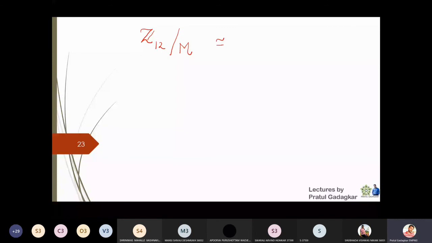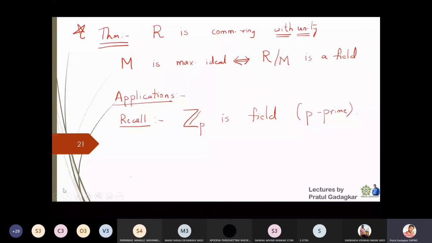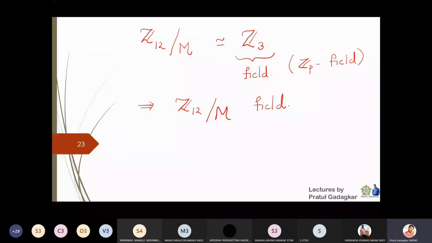Okay, and what is Z3? Z3 is a field, because I have just now told you that Zp is always a field if p is a prime number. So Z3 is a field. This means that Z12 by M is also a field, because it is isomorphic to Z3 and Z3 is a field. So Z12 by M is a field, and therefore this theorem tells us that if R by M comes up to be a field, then the M has to be a maximal ideal. Therefore, by virtue of that theorem, we can now say that the M I had written here, 0 bar, 3 bar, 6 bar and 9 bar, is actually a maximal ideal.